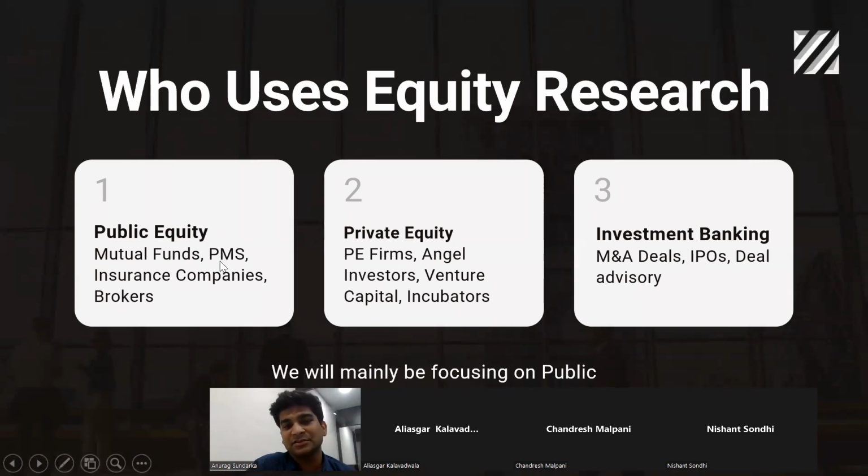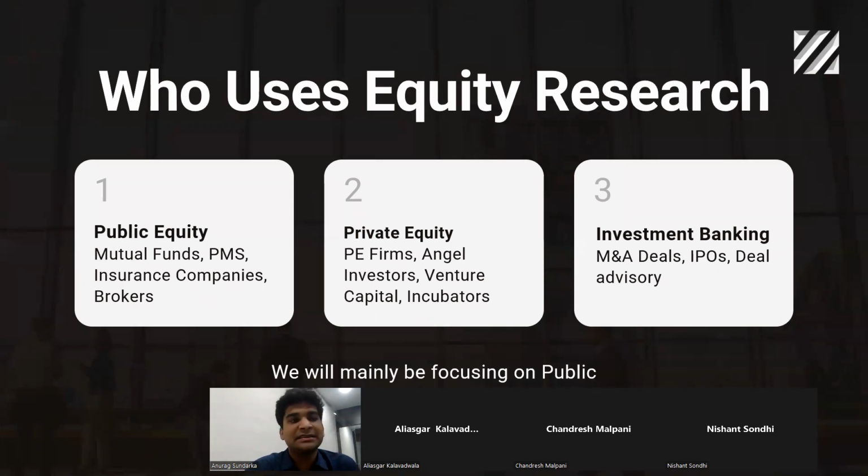Second, it's PMS. PMS is portfolio management service. Small companies will help you with your investments and design a portfolio for you based on your requirements. There again, equity research is required to identify different companies that can be included in your portfolio. Third, insurance companies use a lot of equity research. Whenever we pay premiums to an insurance company, okay, I have a question here. Let me get that question after public equity.